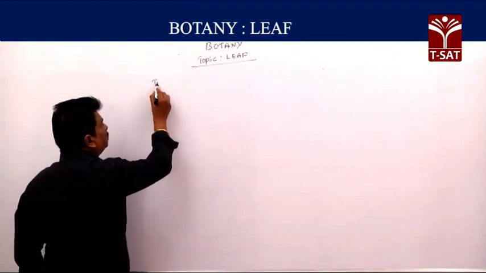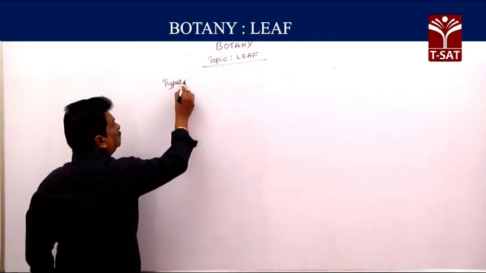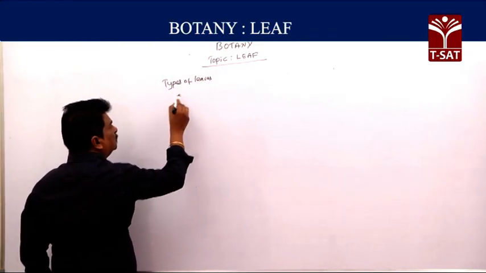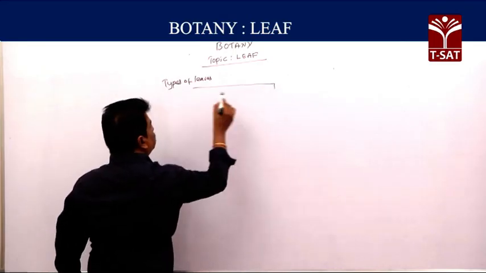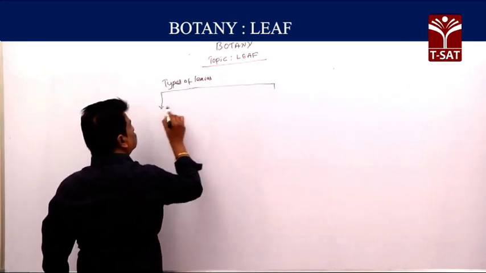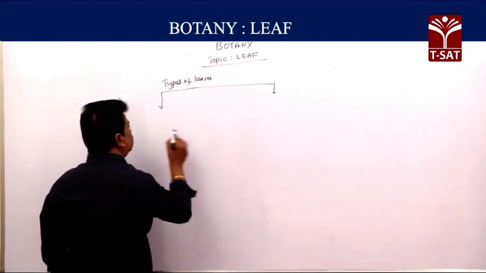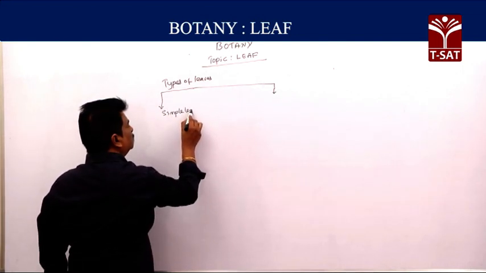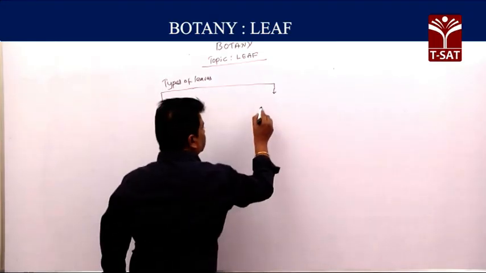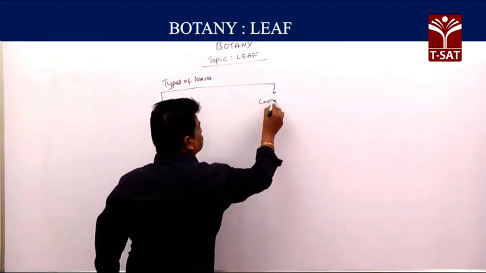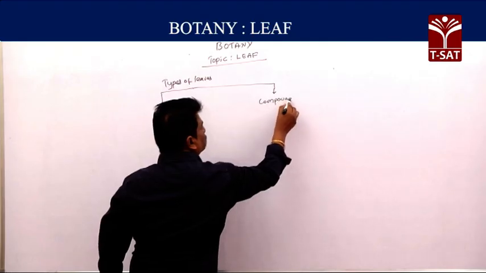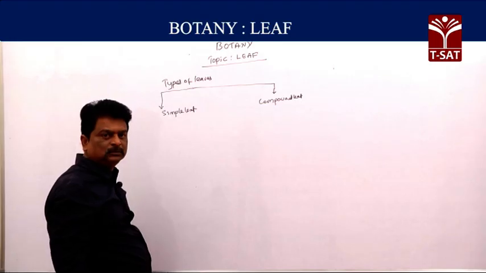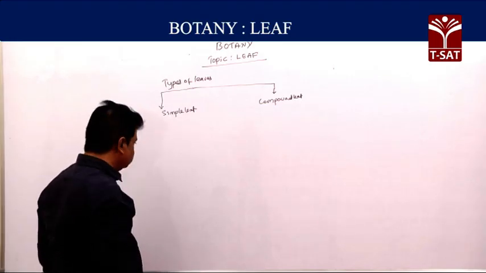So next subtopic, types of leaves. There are two types of leaves. One is simple leaf and the second one is compound leaf. Simple and compound leaf. So, simple leaf.